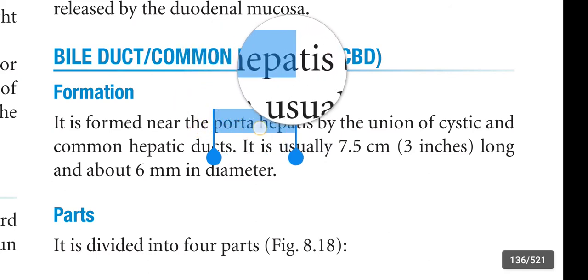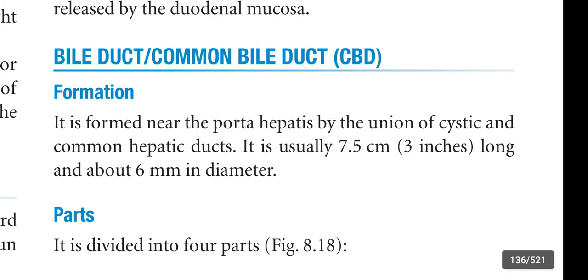Porta hepatis. Okay guys, it is formed near the porta hepatis by the union of cystic and common hepatic ducts. It's usually 7.5 centimeters, that means 3 inches long, and about 6 mm in diameter.